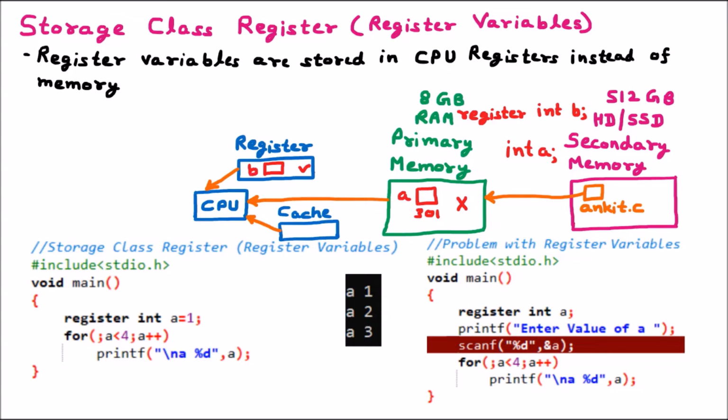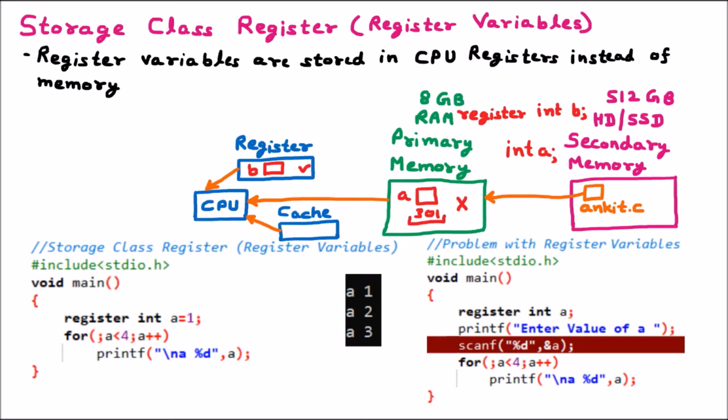Now the important part is that here we don't have any address. A register variable cannot have an address for the users, meaning we cannot take the address of b. Just like the variable a, which is a normal variable, has an address, let's say 301, but the register variable doesn't have an address.